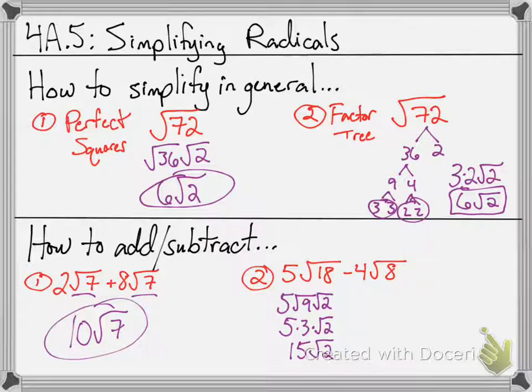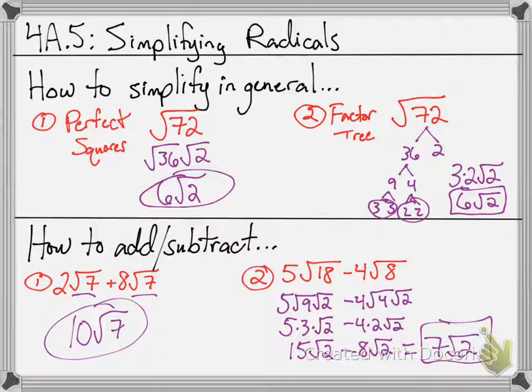I'm now going to do the same thing with negative 4 square root 8. So I'll bring down the negative 4. 8 breaks apart into square root of 4 times square root of 2. Well, we know the square root of 4 is 2. I can rewrite negative 4 square root 8 as negative 8 square root 2. Now that I've simplified both of the radical expressions, if you look at what's left here, I now have like radical terms. So 15 square root 2 minus 8 square root 2 can now combine together. Subtract the outside numbers. 15 minus 8 is 7. We keep the square root 2 because that's how adding and subtracting works. And we have ourselves a simplified final answer.